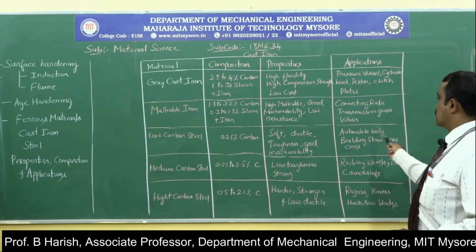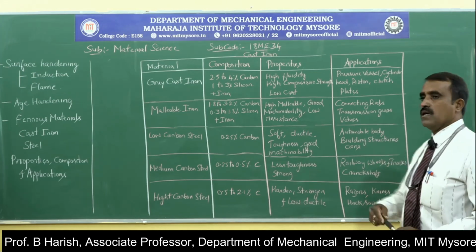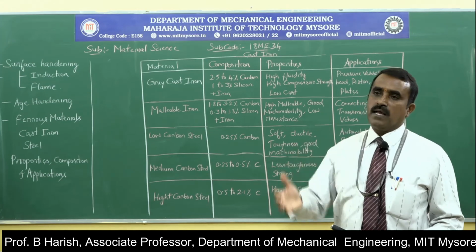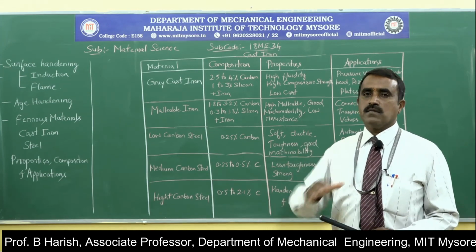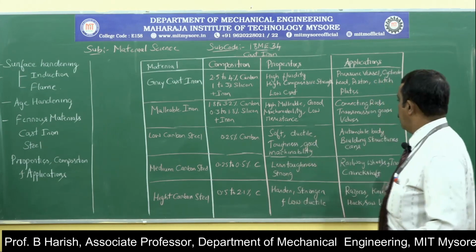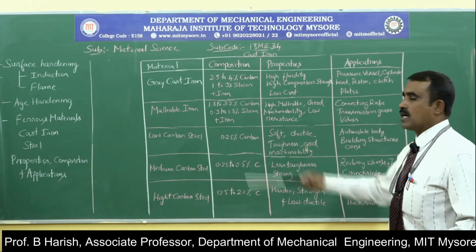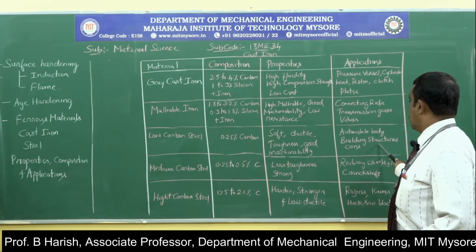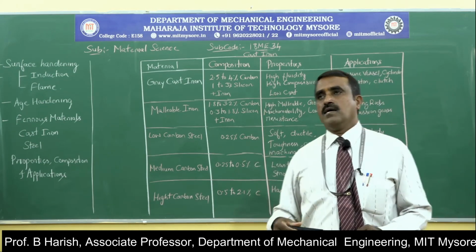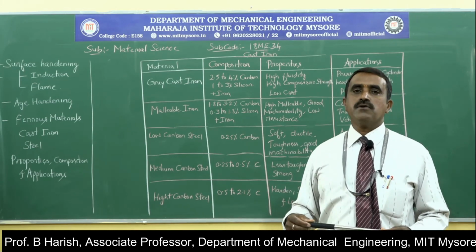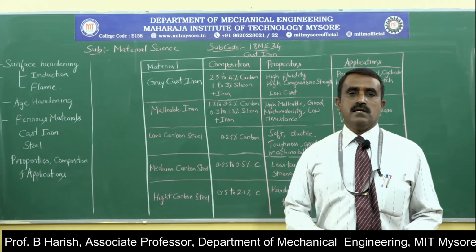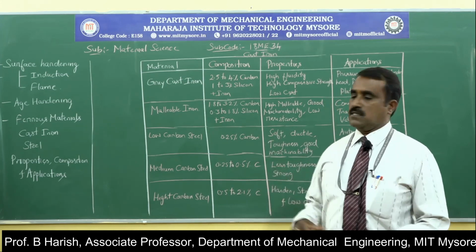Then the applications: automobile body building. In any vehicle, particularly four-wheelers, the outer body is made up of this low carbon steel. Then building structures, then cans. In civil works, for buildings we use steel, that is medium carbon steel. So that is building structures.